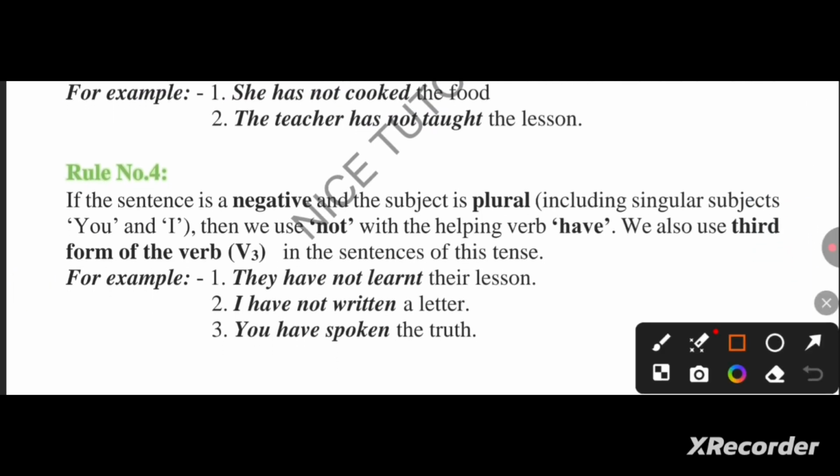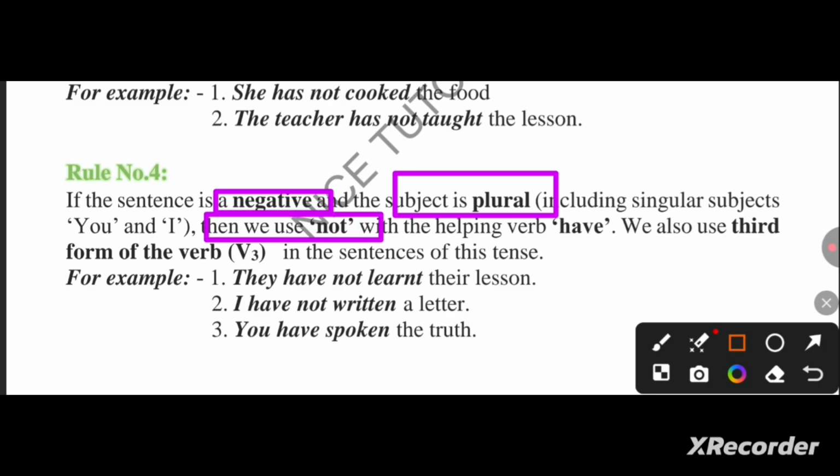Now, if the sentence is a negative one and the subject is plural, including singular subject you and I, then we use not with the helping verb have. After using the helping verb have, we have to use the word not because the sentence is a negative one. And third form of the verb is used.